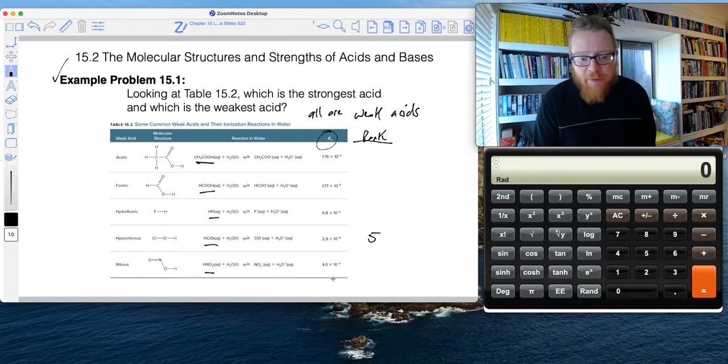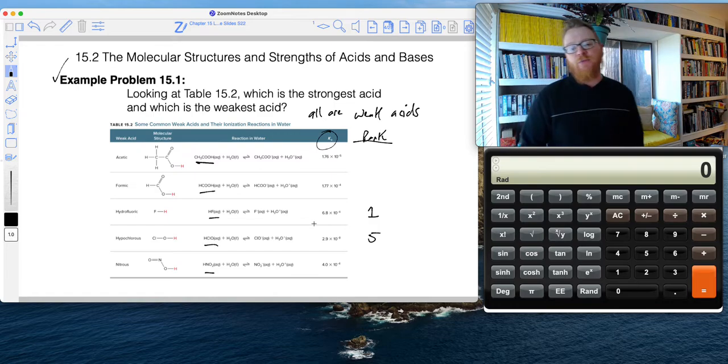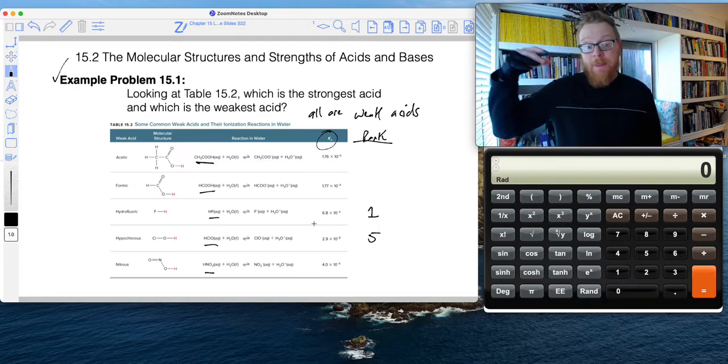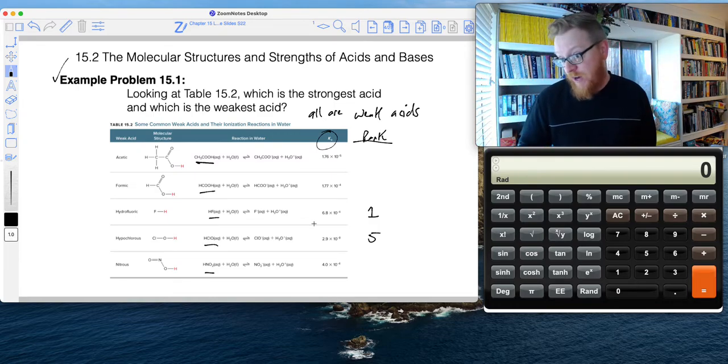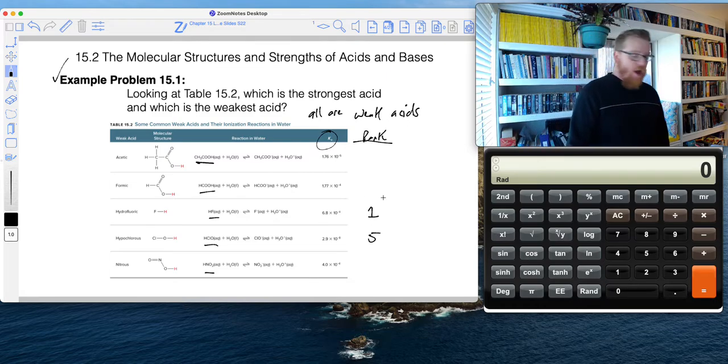And so you can see I've got a bunch of choices that are 10 to the minus 4. 4 times 10 to the minus 4 for nitrous, 6.8 times 10 to the minus 4 for hydrofluoric, and 1.77 times 10 to the minus 4 for formic. So hydrofluoric, that is in the number 1 position because that 6.8 times 10 to the minus 4 is approaching 10 to the minus 3, right? Okay, so now we know that that one is the strongest.